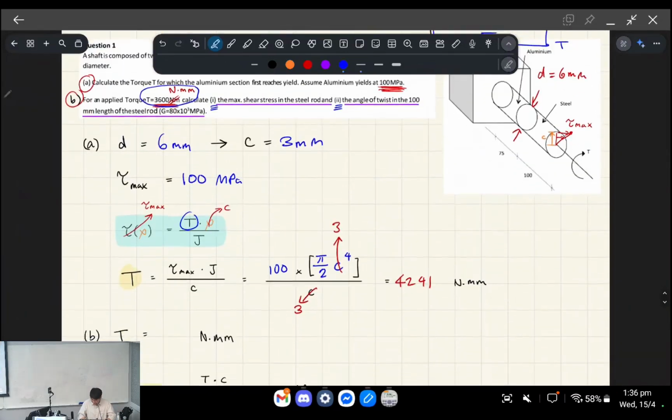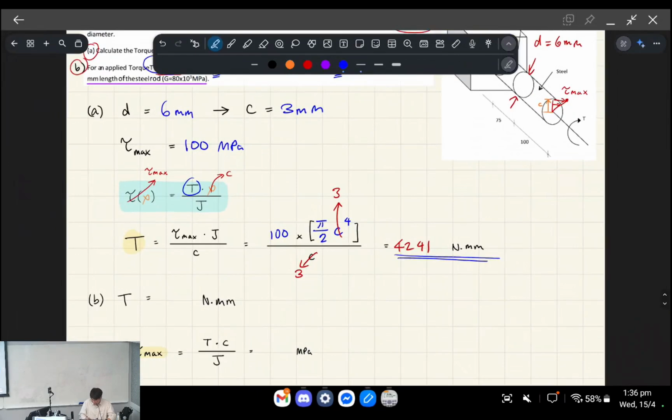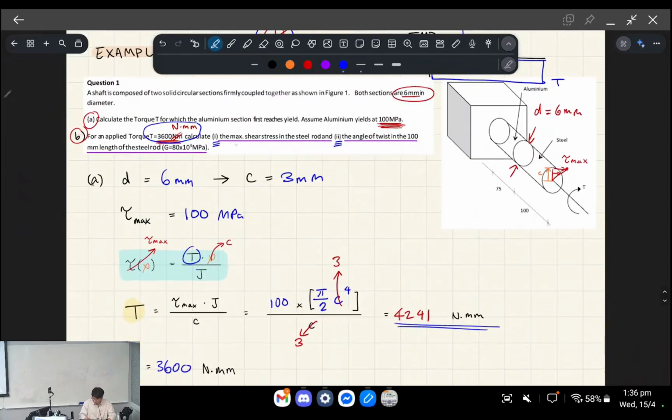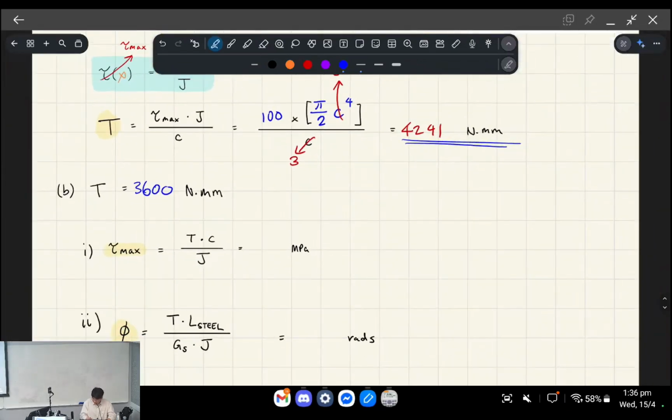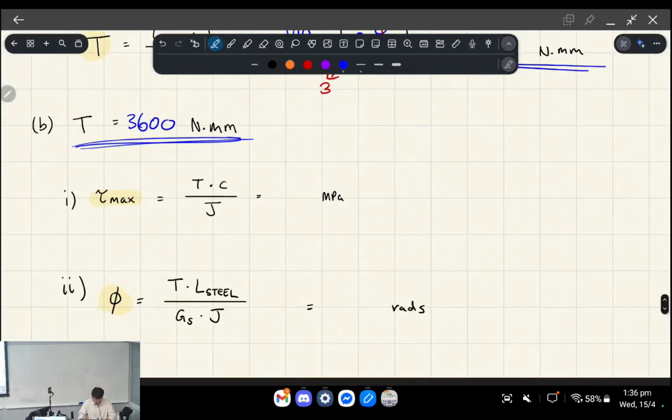So irrespective of what we just calculated in part A, what we actually are provided in the question is 3,600 now. Now we have to find part I, the max shear stress in the steel rod, based on this new applied torque, and we also have to find the angle of twist in the 100 millimeters length of steel rod, okay? So based on this amount of torque, we use these two formulas, that's what I'm trying to say.